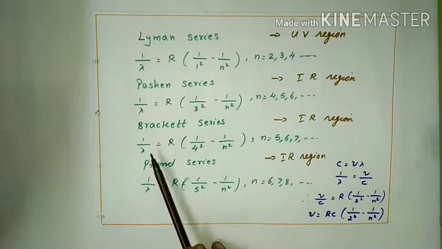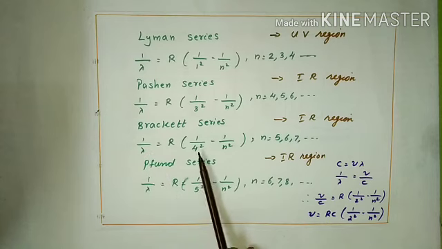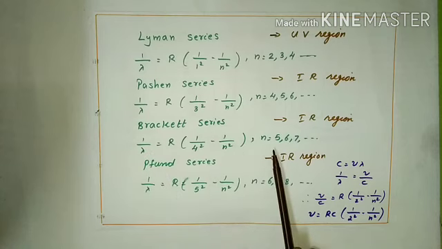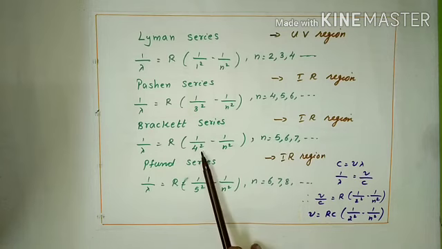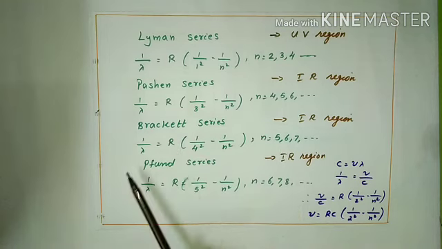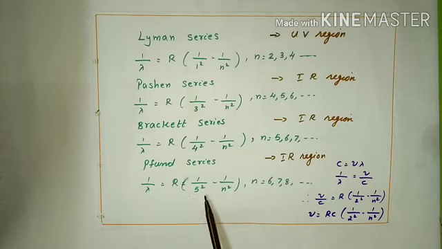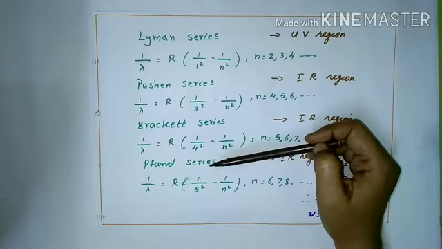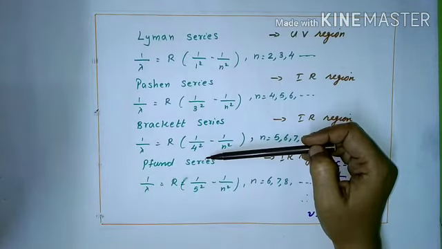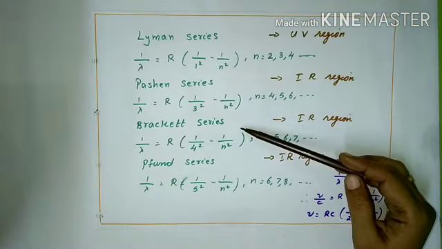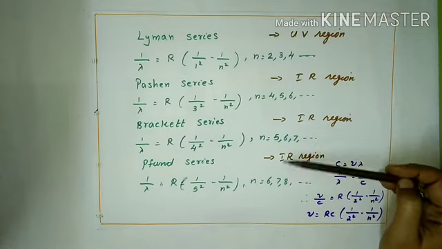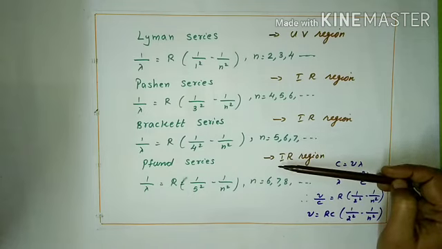Then the Brackett series has the formula 1 by lambda equal to R into (1 by 4 squared minus 1 by n squared), where n equals 5, 6, 7, etc. The 4 represents that the Brackett series is the fourth series. Then the Pfund series: 1 by lambda equal to R into (1 by 5 squared minus 1 by n squared), where n equals 6, 7, 8, etc. The 5 represents that the Pfund series is the fifth series. All these series are named after their discoverers. The Paschen, Brackett and Pfund series lie in the infrared region of the emission spectrum.